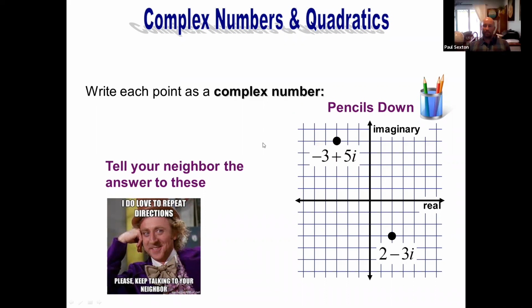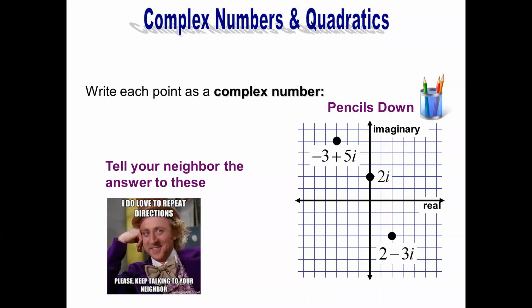Okay, next one. Say it's just right here. Think about what that would be. Caitlin, what would that be right there? What would be the number that represents that point? Would it be 2i? Yep, 2i. And then last one right here.